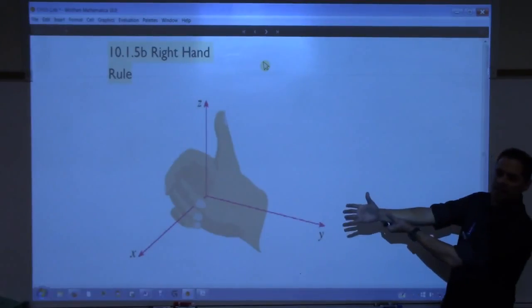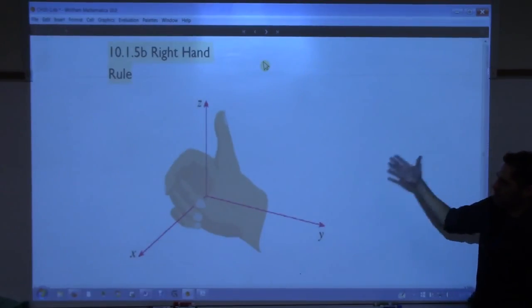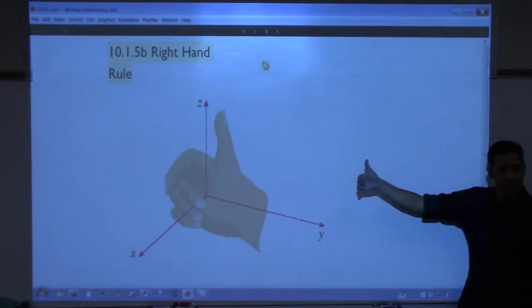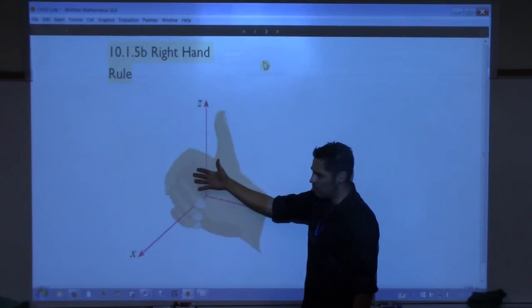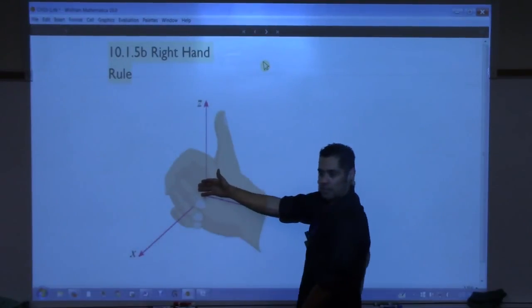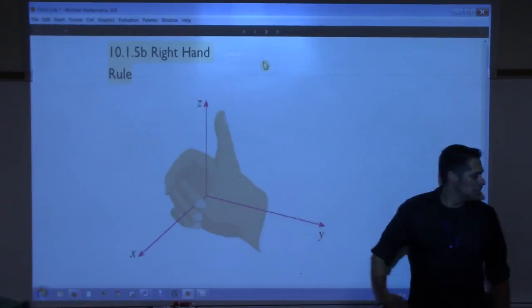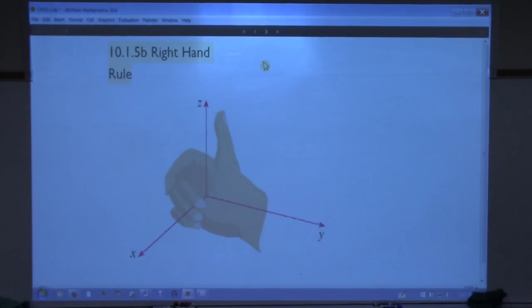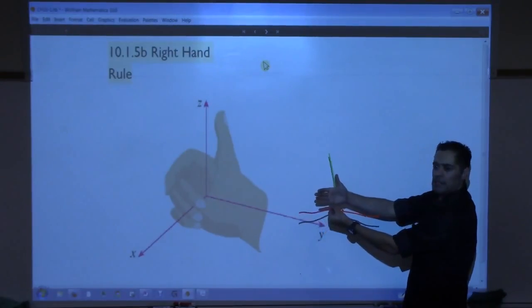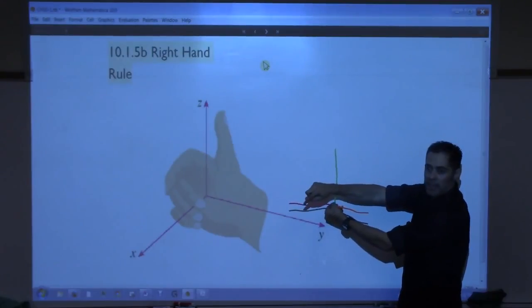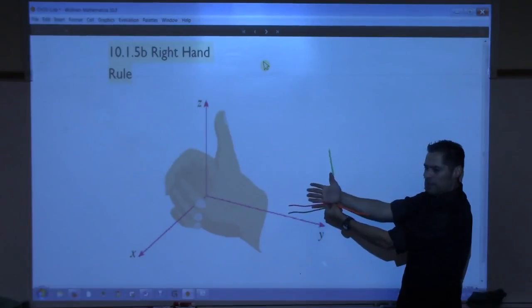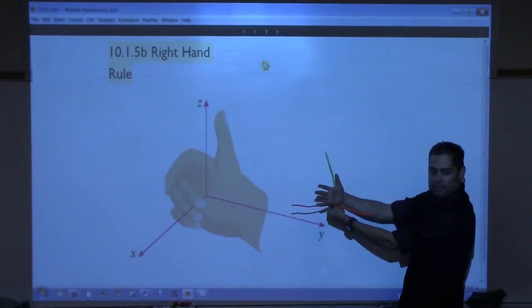You use your right hand as the guide. Your z-axis is always, the z positive is always your thumb. Your fingers on your right hand should curl from the positive x to the positive y. So here we go. If this is how I'm going to draw my three-dimensional space, my thumb is z. That has to be positive x. I can't label it any other way. And this one has to be positive y, so that my fingers curl from positive x to positive y. Got it?